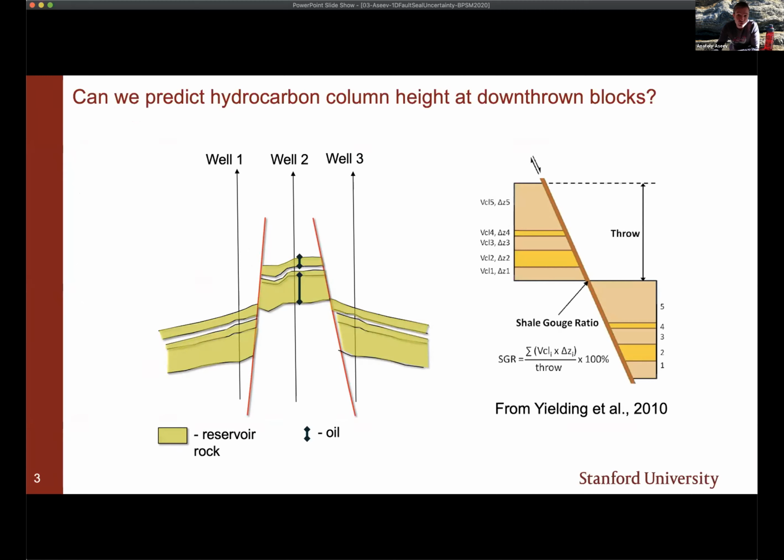Our most common approach for assessing sealing capabilities of the fault system requires a notion of shale gouge ratio, which is an average volume of shale in the slipped interval. So how can this be used for quantitative estimation of column heights which can be supported by these 2 faults?